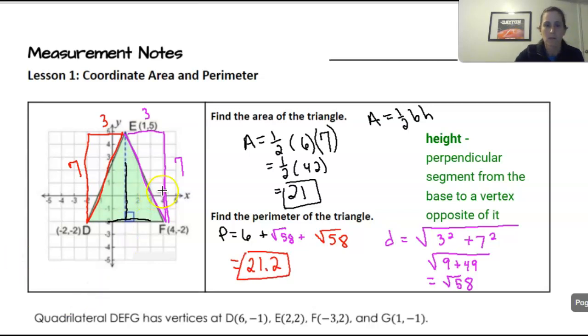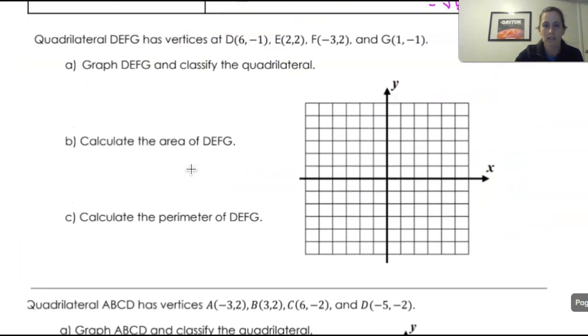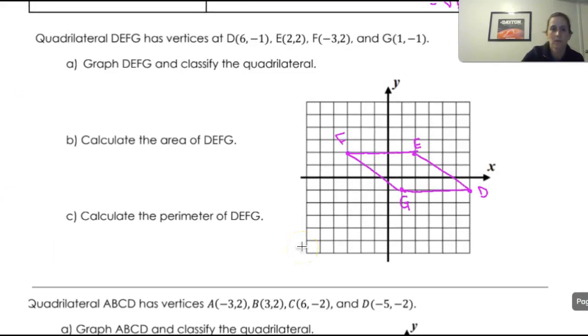Okay. So now we're going to go ahead and look at our next example, and this is where you have to graph the coordinates for the quadrilateral. Go ahead and do that. So we graphed the quadrilateral, and now we have to classify it. We can't classify it until we know what the side lengths are. I'm actually going to skip part A and answer it at the end.